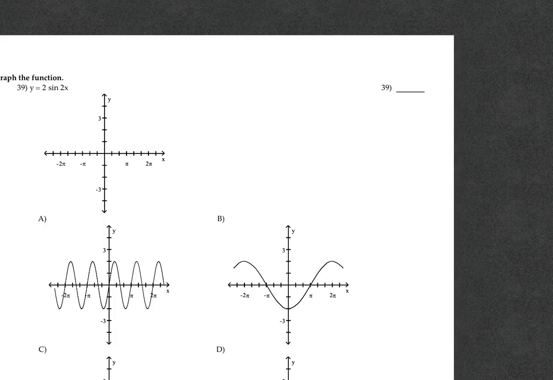We're going to start by identifying A, which is in front of the trig function. A is 2. The absolute value of that was my amplitude, so amp is 2. My B is in between the trig function and the variable, so B is 2. And the period is 2 pi over 2, which is pi.